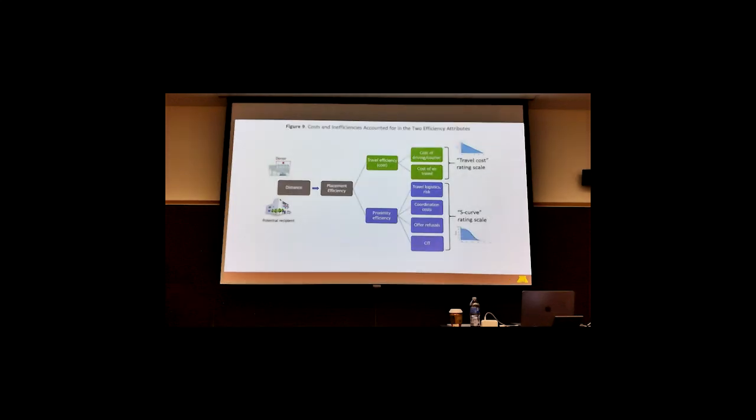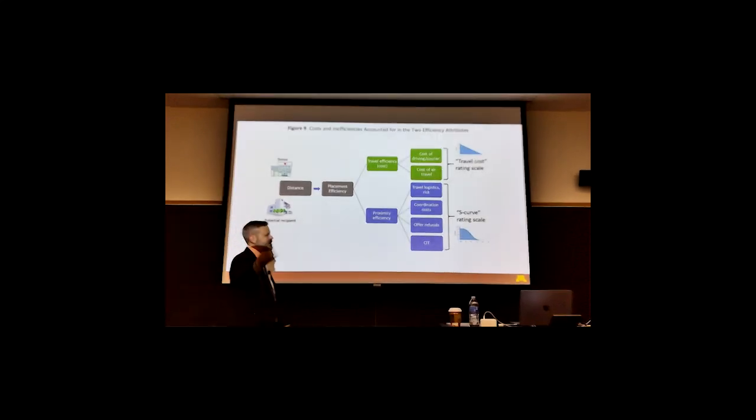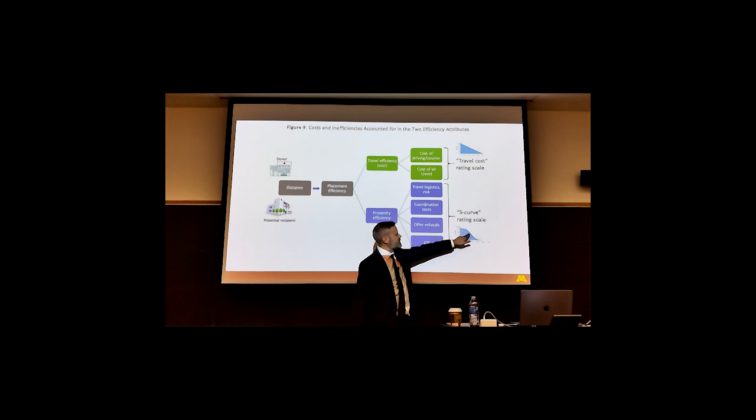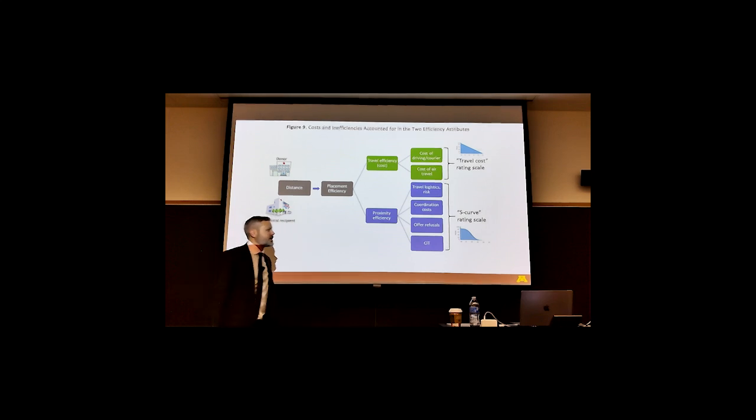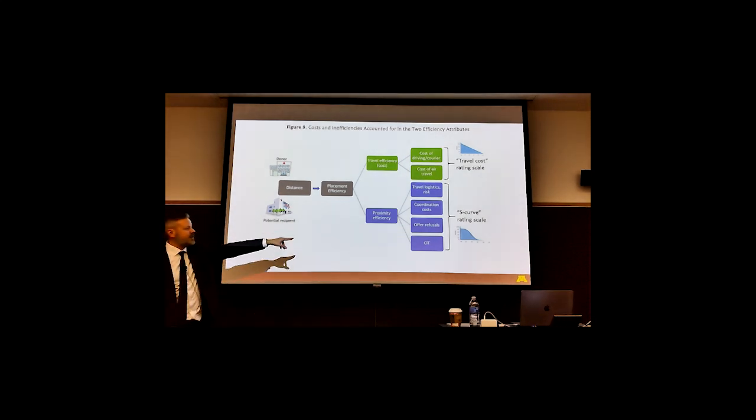This was their graphic that they put out, and remember my curves, they defined rating scales that were smooth curves for both. That one's linear, this one's a curve. Travel cost, and this is the proximity efficiency and things they defined in each of those buckets. Lots goes into this.